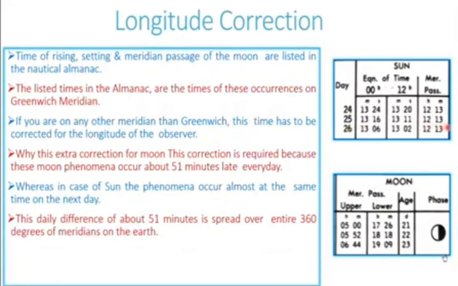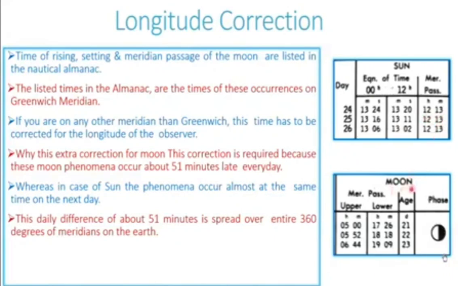Now at all the intermediate meridians, the meridian passage would occur at the same time, that is 1213 hours. There is no difference between the 24th meridian passage and the 25th meridian passage local time at the Greenwich meridian. So the observer can be on any other meridian, and the meridian passage of the sun would occur at 1213 local time only.